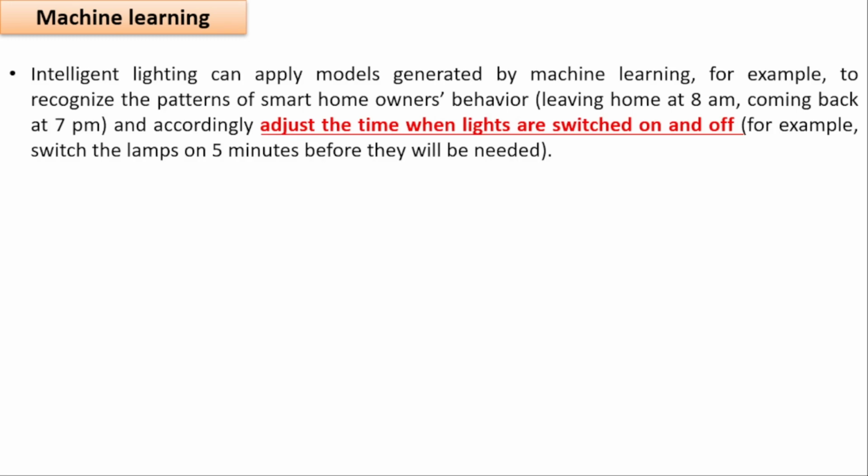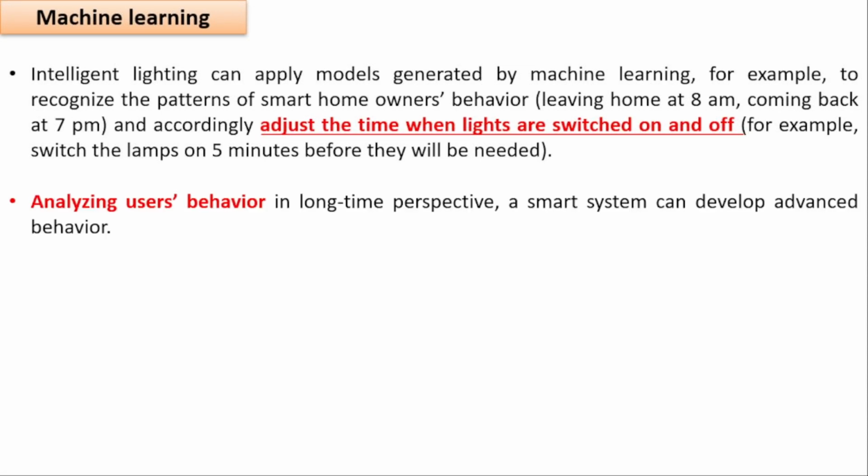Intelligent lighting leverages machine learning-generated models to, for instance, discern patterns in smart homeowners' behavior, such as leaving home at 8 a.m. and returning at 7 p.m., and adapt the timing of light activation and deactivation accordingly, for example turning on lamps 5 minutes before they are typically required.